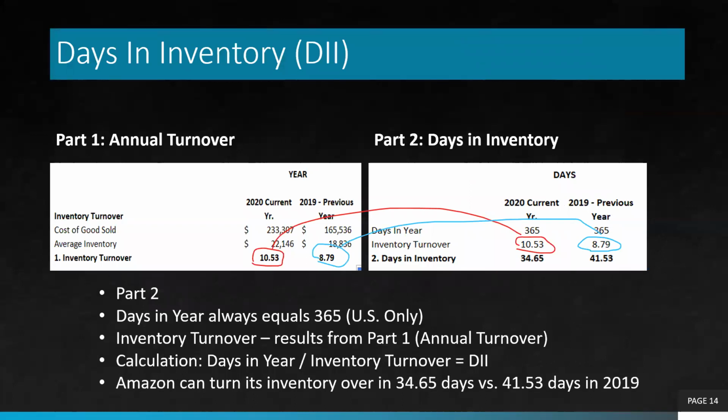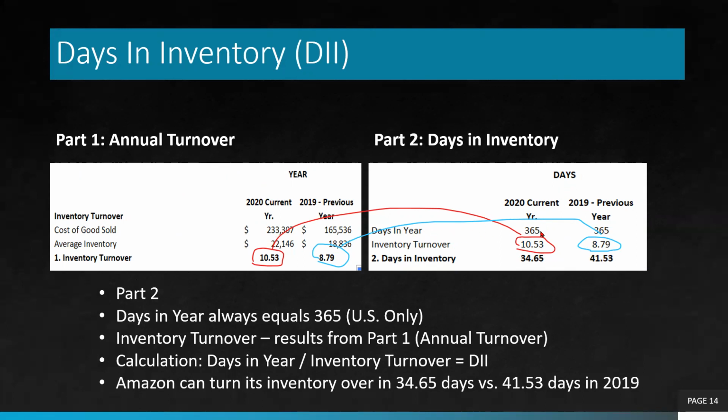Now I want to calculate the days in inventory. How many days on average does it take Amazon to turn over its inventory? The previous slide was how many times in a year. This is now going to talk about the days it takes them to turn over their inventory. So you take the annual inventory turnover that you've just calculated, and right next to that, you're going to set up another area for days.